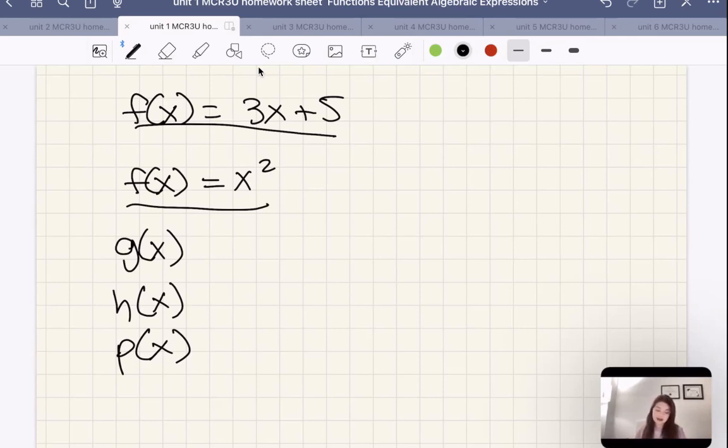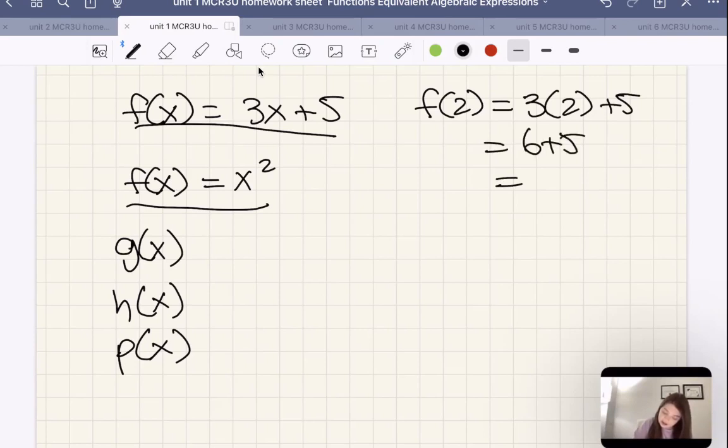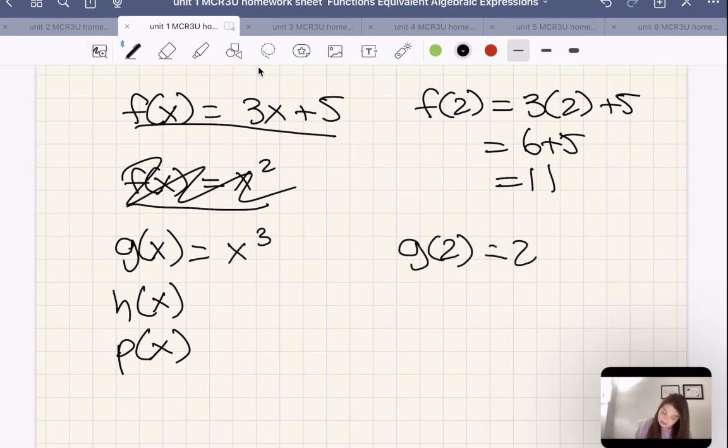Now let's say I want to evaluate the function: what is f of x, or what is our output when x is 2? I could put in f of 2 equals 3 times 2 plus 5, equals 6 plus 5, which is 11, right? So therefore, our y value, or our f of 2 value, is 11. And let's say we do g of x is x cubed, for example. Well, g of 2 would be 2 cubed, which is 8, right?